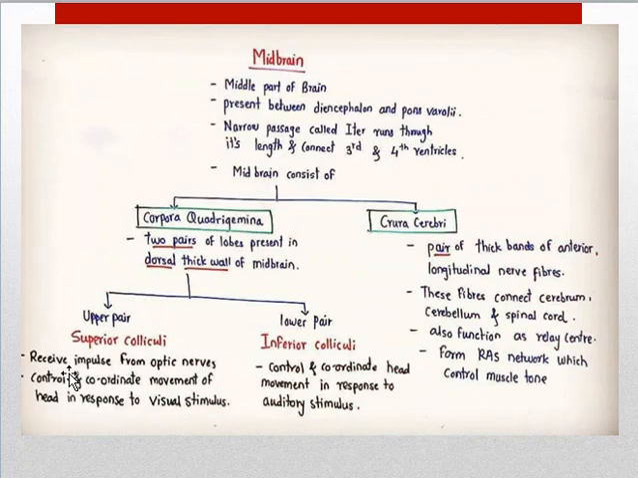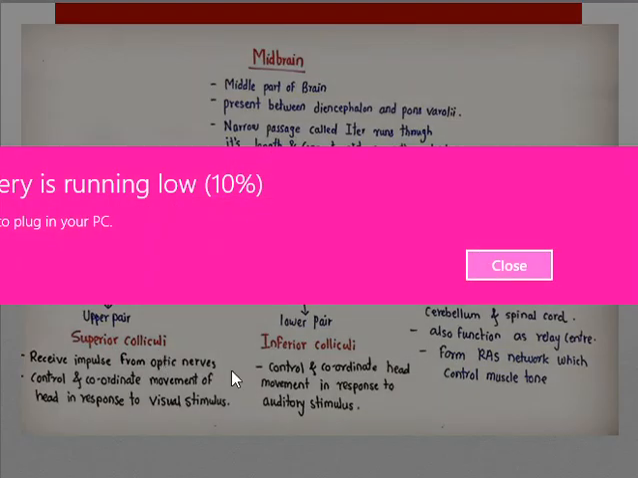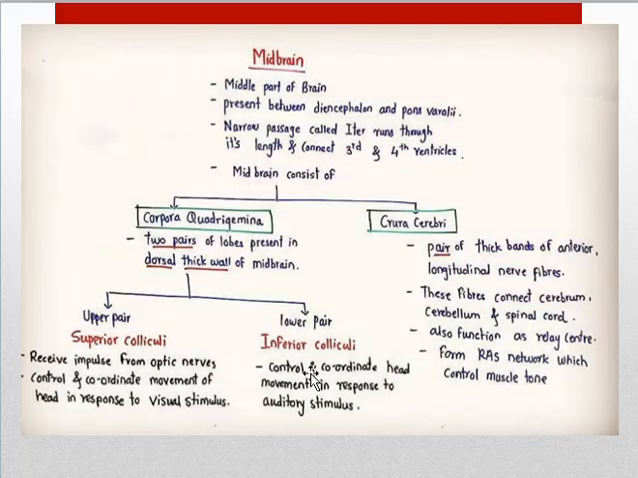In the next part, which is the midbrain, the middle part of the brain present between the diencephalon and pons, there is a narrow passage, the cerebral aqueduct, that runs through its length and connects the third and fourth ventricles. Midbrain consists of corpora quadrigemina and crura cerebri. Corpora quadrigemina has two pairs of lobes present in the dorsal and thick wall of the midbrain. The upper pair is called superior colliculi, and the lower pair is called inferior colliculi.